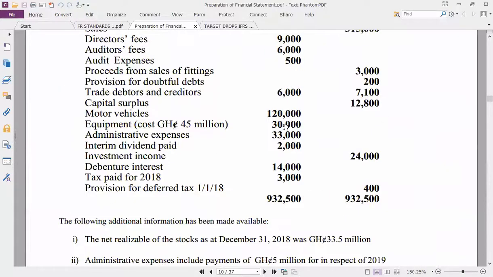Now, if you go to the trial balance, you can see tax paid. Tax paid for 2018, have you seen? So they've made a provision of 4,000 for 2018, but they paid 3,000 already. So how much are they owing? They're owing 1,000.